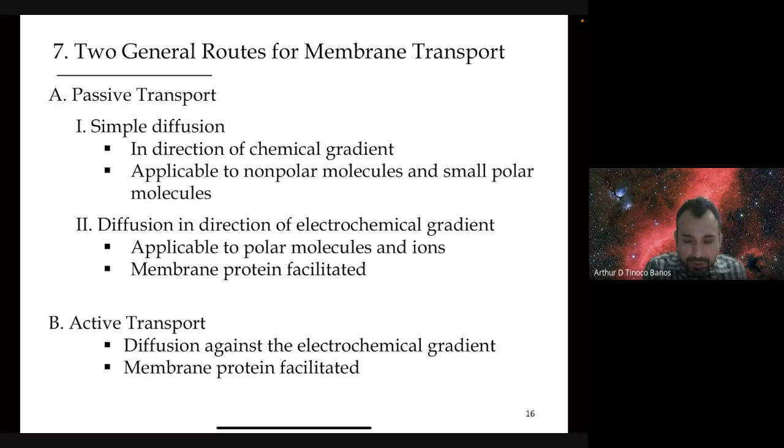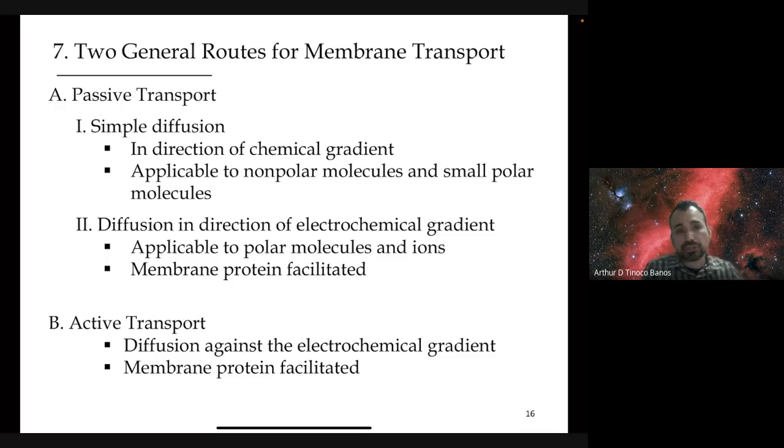All right, so two general routes for membrane transport. You have passive transport, right? And the simplest one would be simple diffusion. This will be in the direction of the chemical gradient. It's applicable to nonpolar molecules and, again, a very small number of small polar molecules. But then you have those that are diffusing in the direction of the chemical gradient, and we're going to talk about the chemical versus the electrochemical gradient. Applicable to polar molecules and ions. So charge, or the polarity, has a component here, and it is membrane protein facilitated.